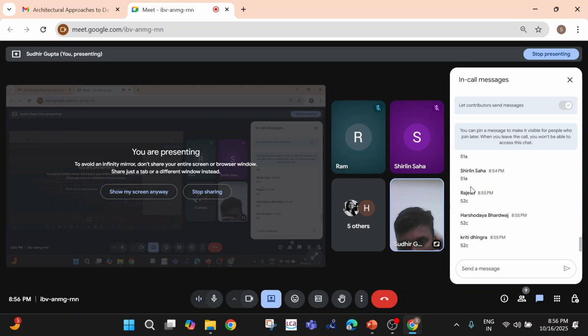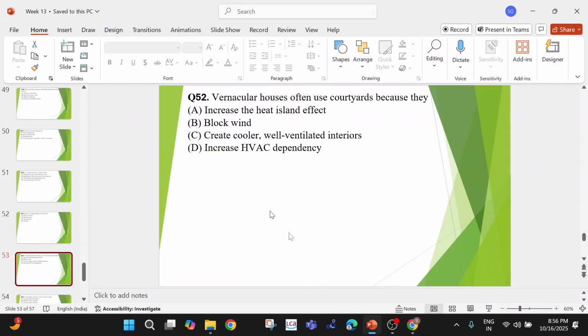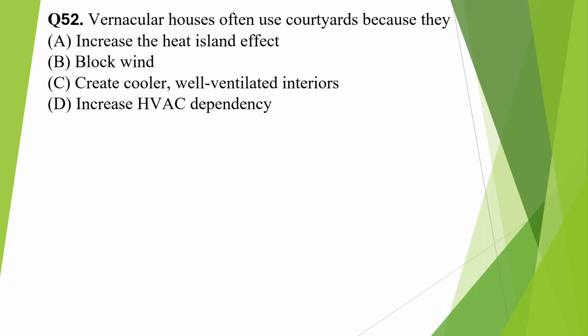Yeah, as I can see, a lot of answers have been bombarded here, and all of your opinion is going towards 52C, which says that vernacular houses often use courtyards because they create cooler, well-ventilated interiors. The other options, like they block the wind or increase the heat island effect, are incorrect. So all of your opinion is correct. For question number 52, the correct answer is option C.